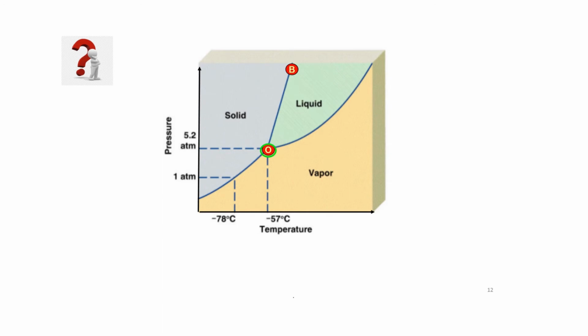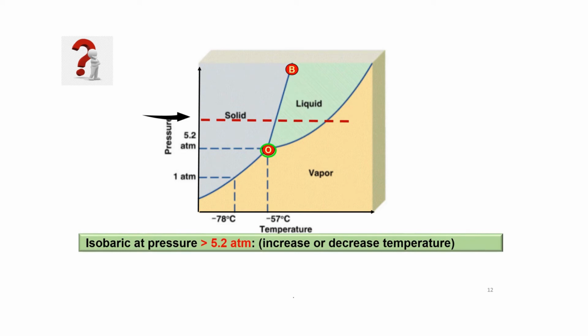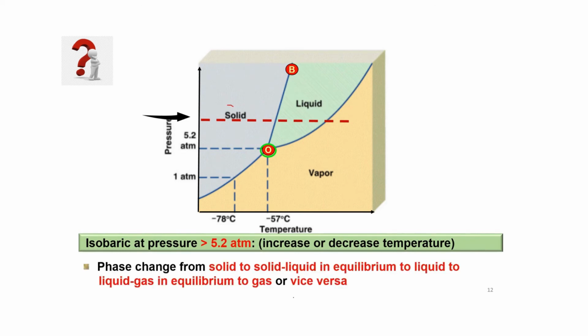Look at this phase diagram, it's still carbon dioxide. Now we set the constant pressure above 5.2 atm. Can you see the red line there? Can we describe the phase changes? Yes, so the phase change is from the solid, liquid in equilibrium, liquid here, liquid, vapor in equilibrium, then vapor or gas, or it can happen vice versa. So this happens at constant pressure, or isobaric.